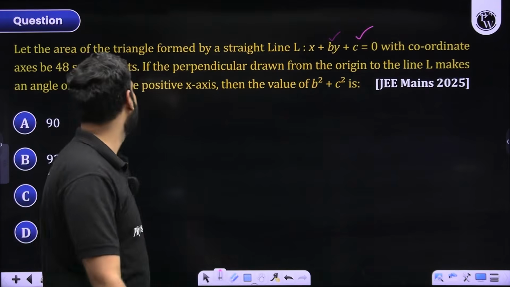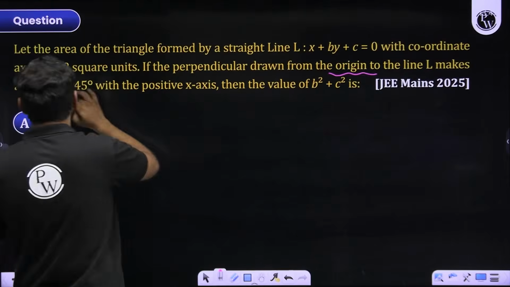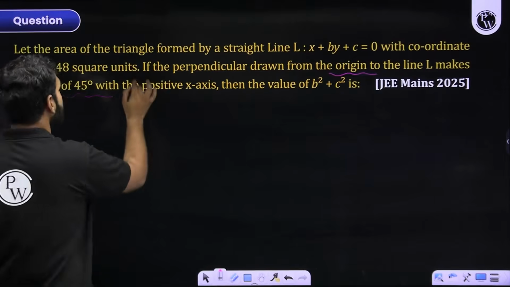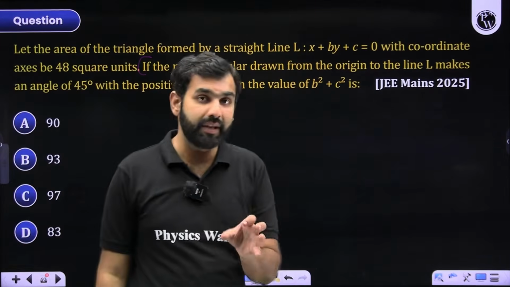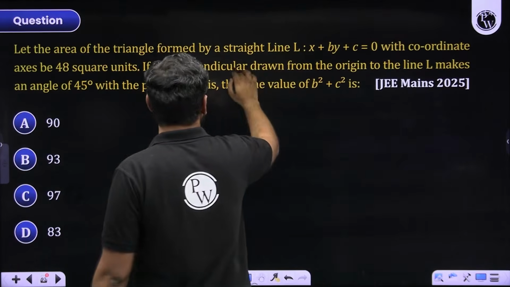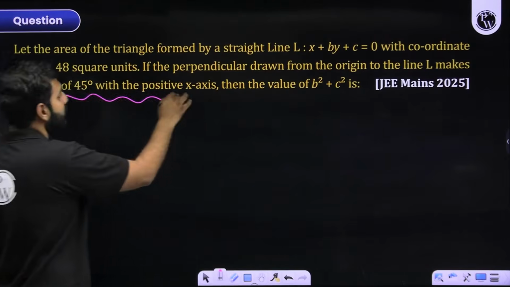Okay, that's great. Now, the perpendicular drawn from the origin to the line makes an angle of 45 degrees with the positive x-axis. Now, that's a very interesting part. You should read and understand this particular part. A lot of conclusions can be drawn verbally from this particular line, if you are understanding. First one, the perpendicular drawn from the origin to the line makes an angle of 45 degrees with the positive x-axis.